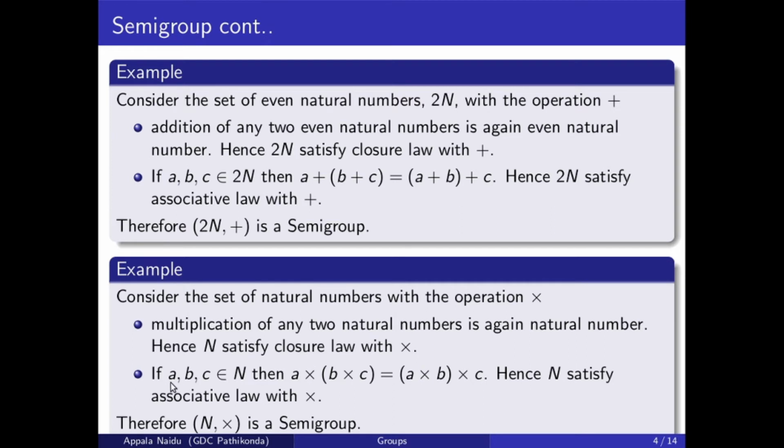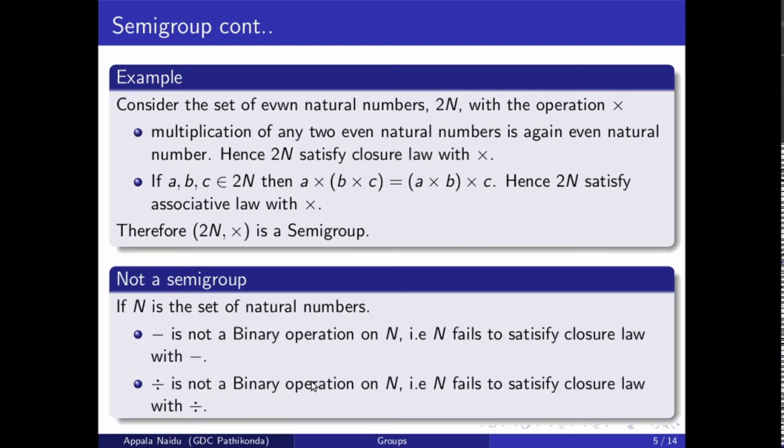Again, if you take any three natural numbers, the result obtained by first multiplying B and C, and then multiplying that result by A, will be the same as A into B into C. Hence the set of natural numbers satisfies associative law with multiplication. Therefore the set of natural numbers with multiplication is a semigroup.